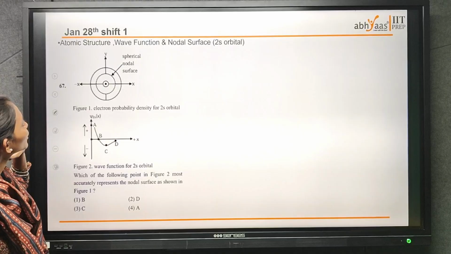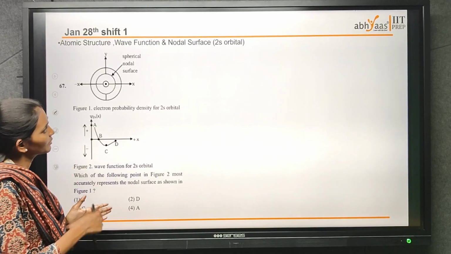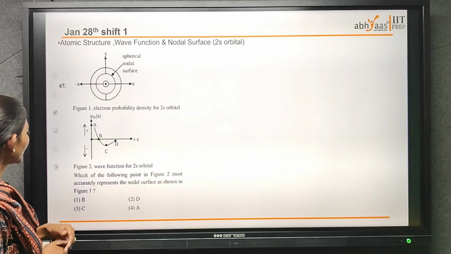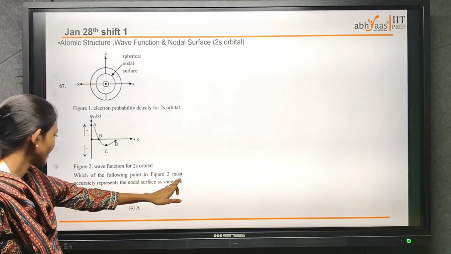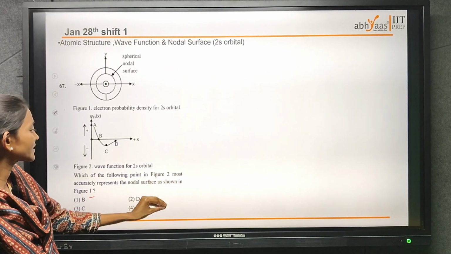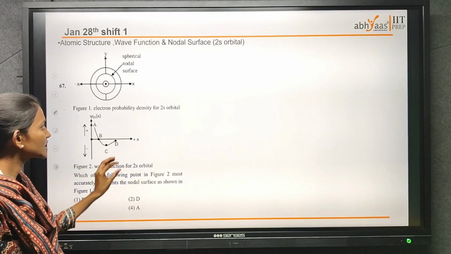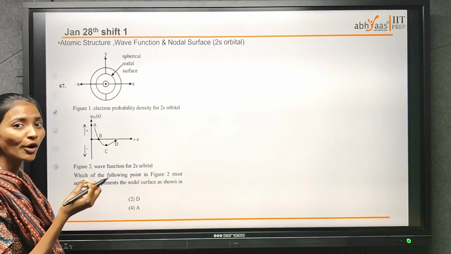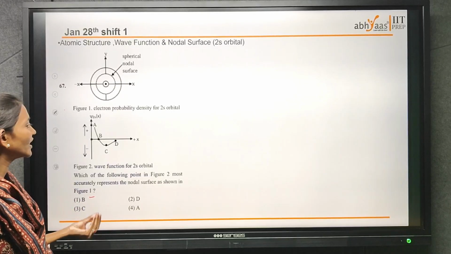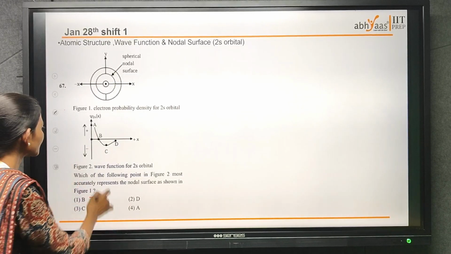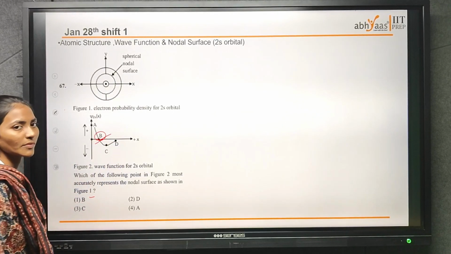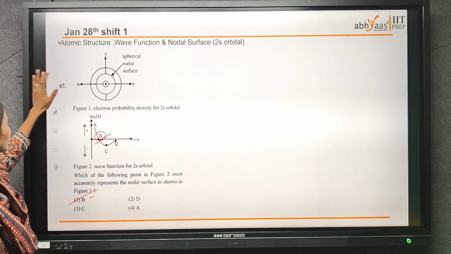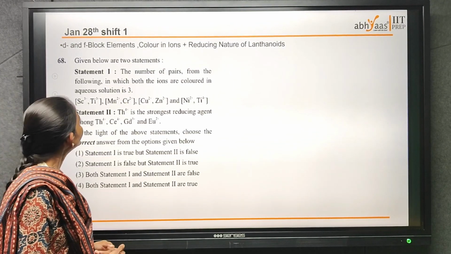Moderate one. Moving on, again from atomic structure, some interesting question, right? So they have given figure 1 and figure 2, right? They are asking which of the following points in figure 2 most accurately represents the nodal surface. If you see here, this spherical nodal surface needs to be represented here. That means which point is representing the probability of electrons here 0? That means B, right? So the first option will be your answer, which is B, right? Moving on to next question.